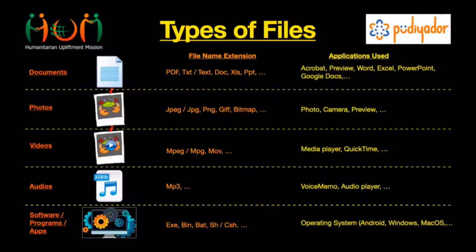All of the files that are called documents, photos, videos, audios here, they hold data or information. The one that says software programs, apps, they are applications that are runnable. You can run them on your computer. You can execute them. Okay. So your photo app is a software, whereas the photo it creates is data and information.